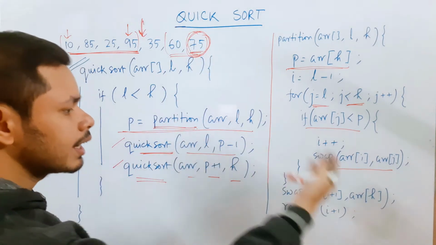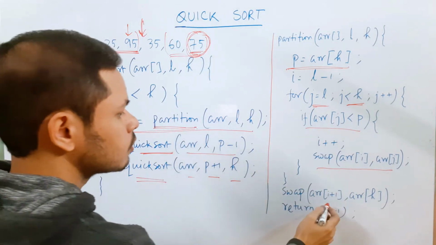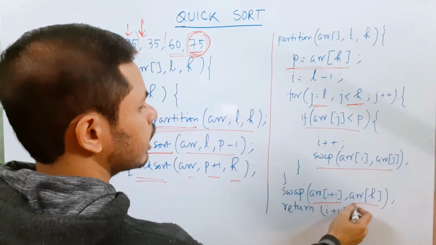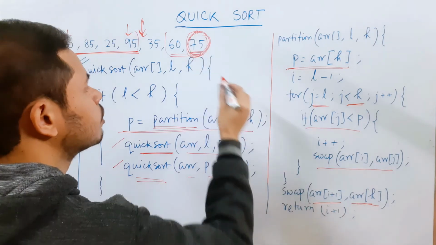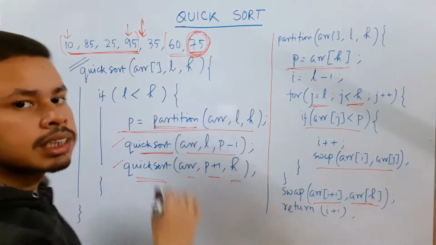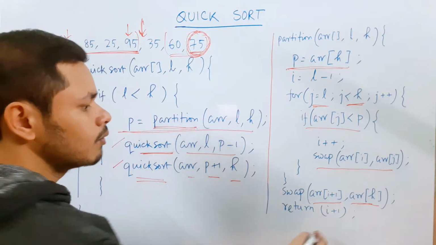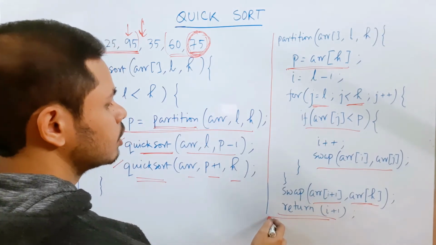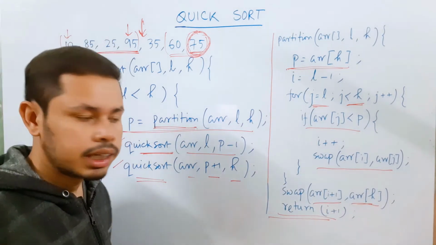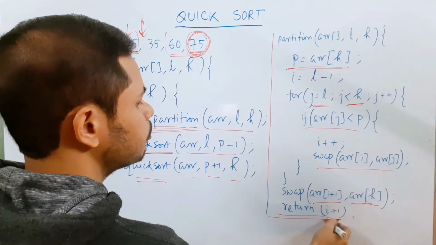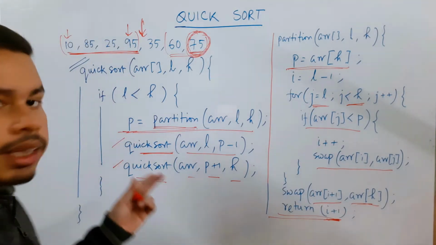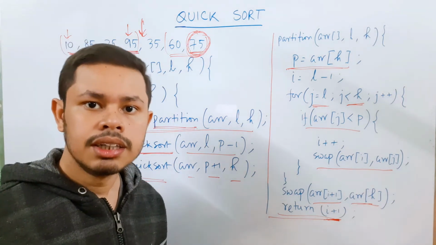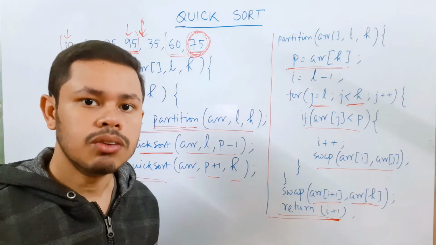So how can I do that? Again the same procedure. We swap array of I plus 1 with array of h. Array of h was initially the pivot element. We'll swap this pivot element to its correct position. Now we'll return the index I plus 1, which means we are sure that this index holds the pivot element, this one P, and P is at its correct position. This is how quicksort works.